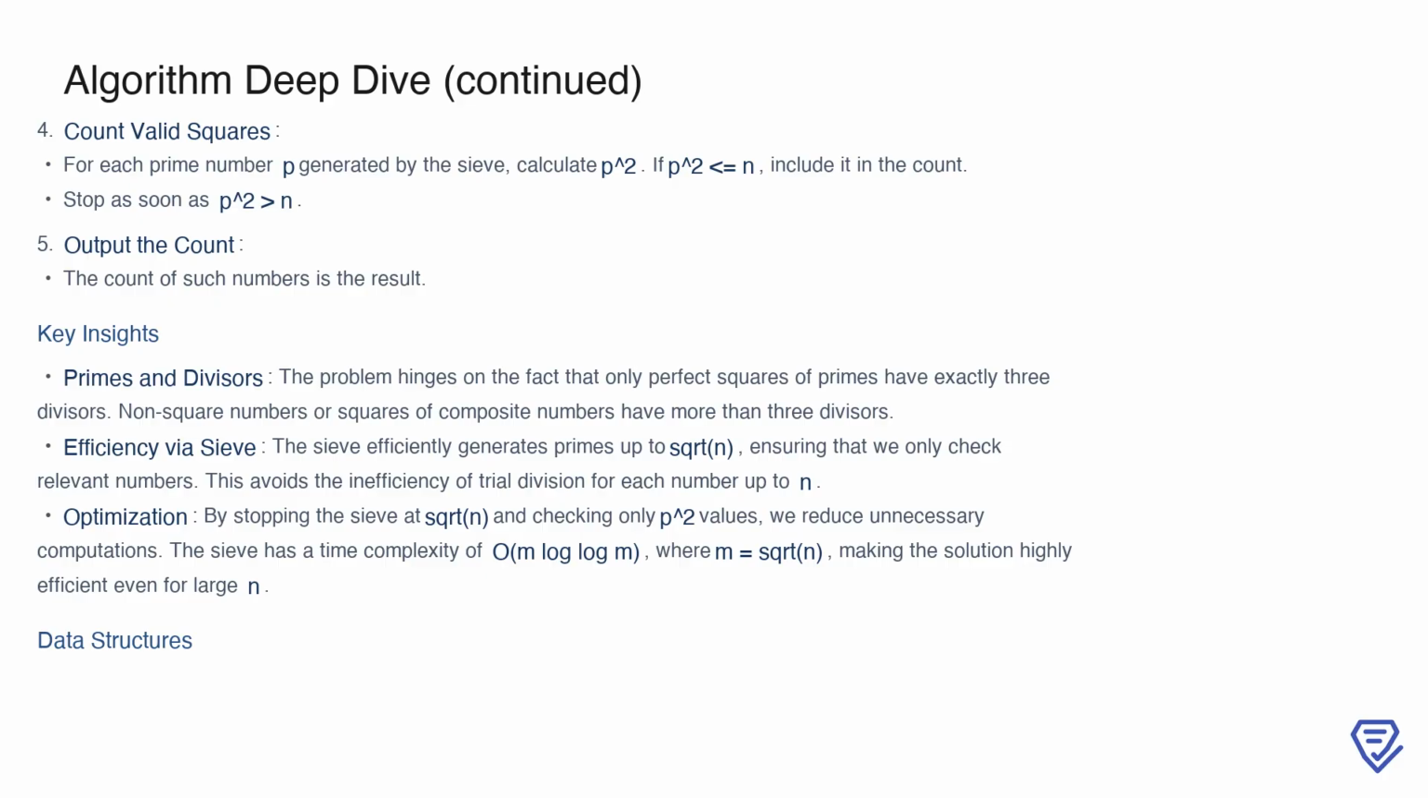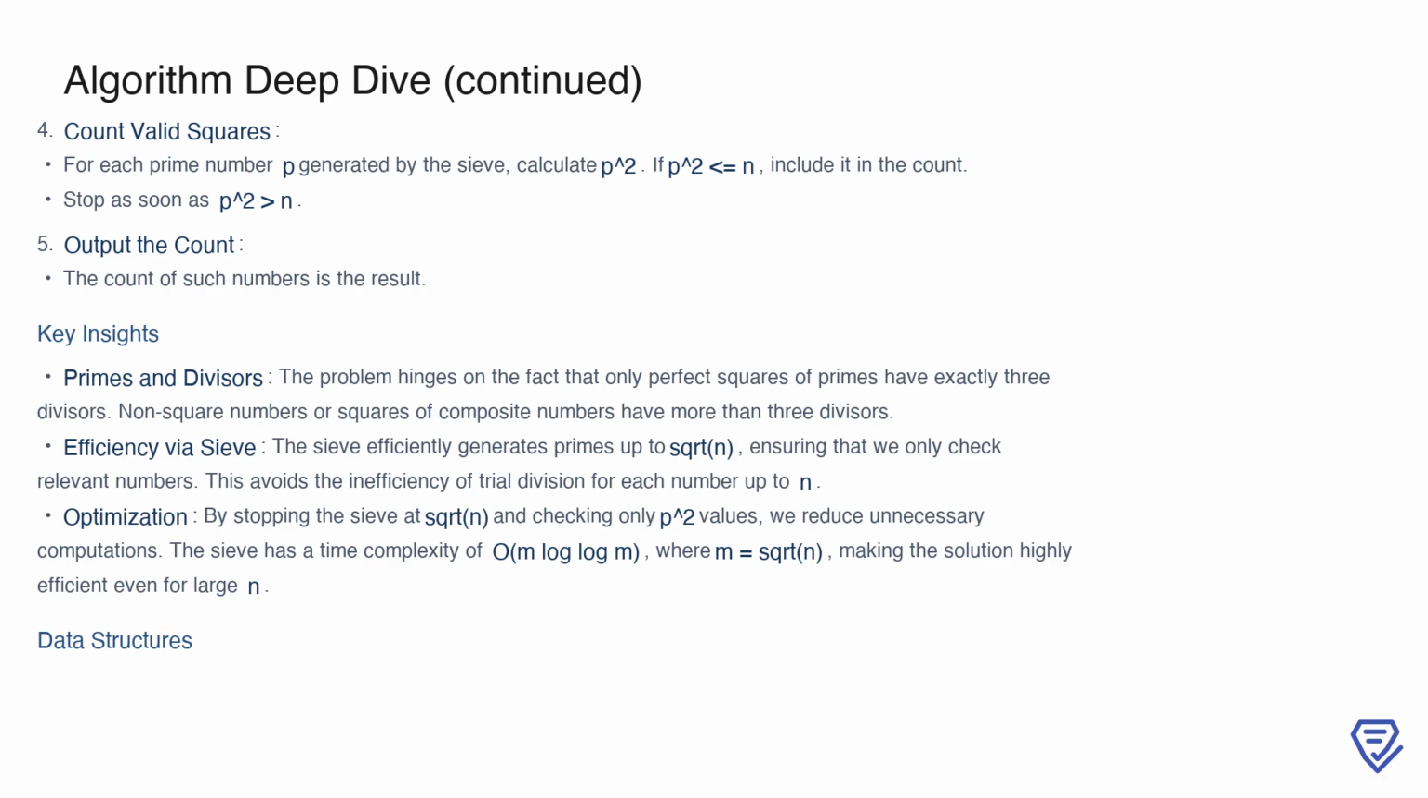Next, we focus on counting the valid squares of primes. For each prime number p generated by the sieve, we calculate p squared. If p squared is less than or equal to n, we include it in our count. As soon as p squared exceeds n, we stop, since any further primes will also have squares larger than n. The final count of such numbers gives us the desired result.